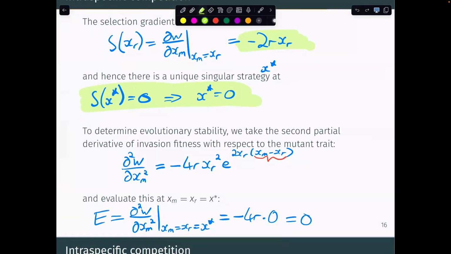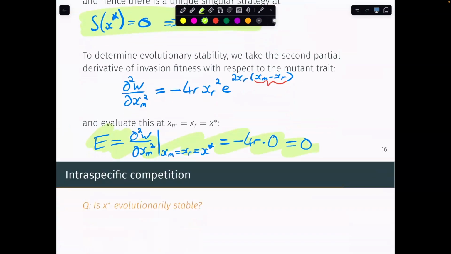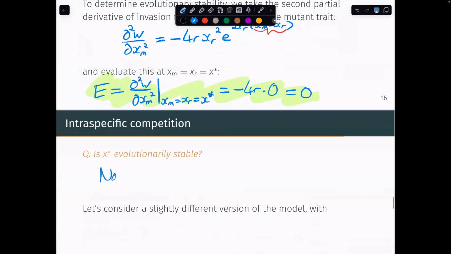Jamie, you said that this means that it's not evolutionarily stable. Why is that the case? What's the condition we need for evolutionary stability? Yeah, so E has to be less than 0 to be evolutionarily stable. This isn't satisfied, so no, E is not negative.